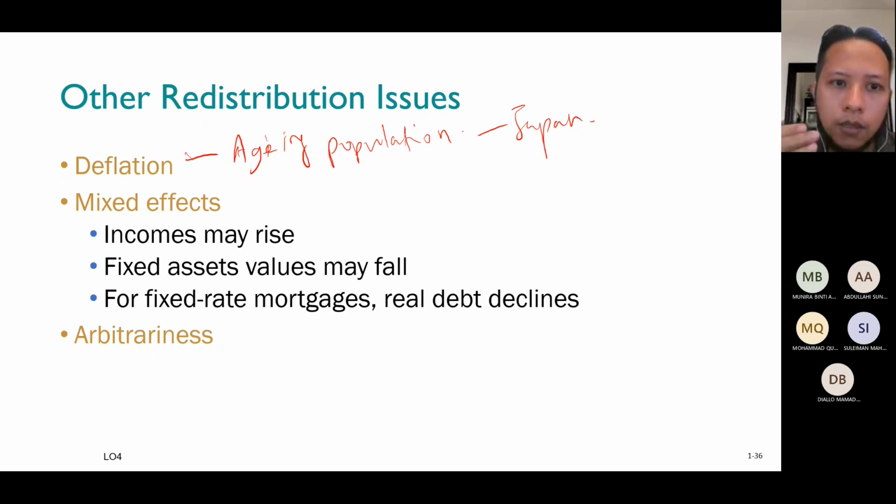Especially in aging populations, when people age, they do not spend much. Their consumption also reduces. So when consumption is reduced, it will also lead to lower prices, because not many people want to spend. The only way for them to spend is to reduce the price. So this happens in countries like Japan.